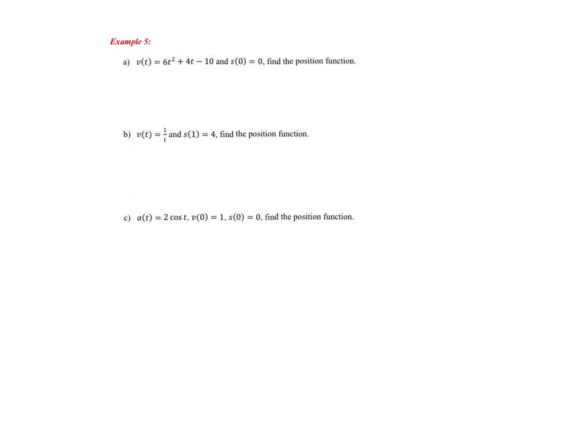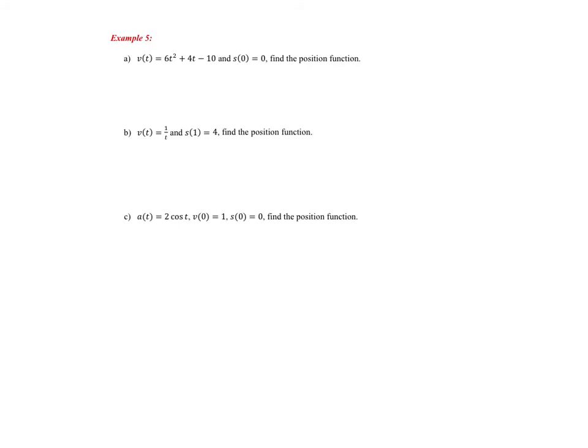Example 5 says v of t equals the following, and s of 0, or the initial position, is 0. Find the position function. Now this is a particular position function, not a family of functions. So we're going to use our skills that we just built on the last slide. Okay, so the integral of v of t, and you are allowed to shorthand this and just do the calculation in your head, would be 6t cubed over 3, we can simplify in a moment, plus 4t squared over 2 minus 10t plus c.